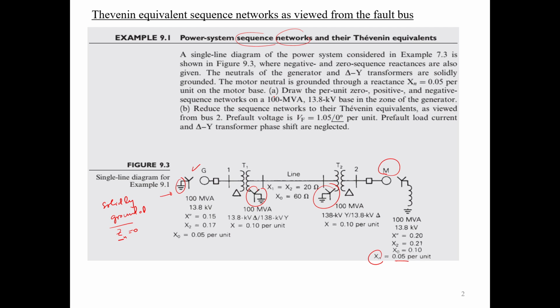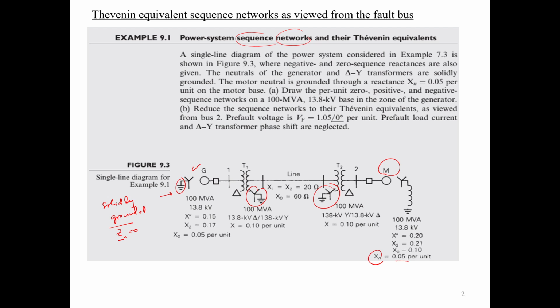So the problem asks you first to draw the per unit zero, positive, and negative sequence networks. So we need to analyze the Thevenin equivalence for zero sequence, positive sequence, and negative sequence based on 100 MVA, 13.8 kV. Okay, so it's clear, right?